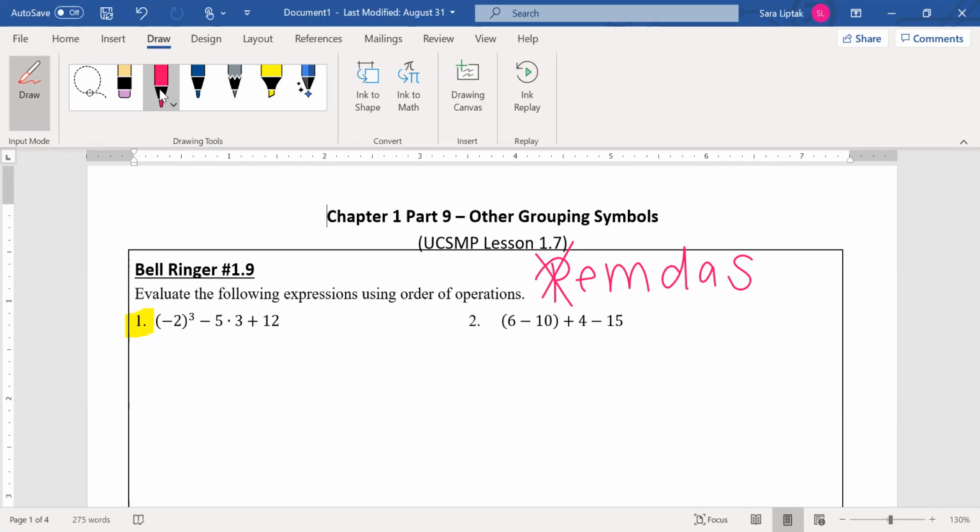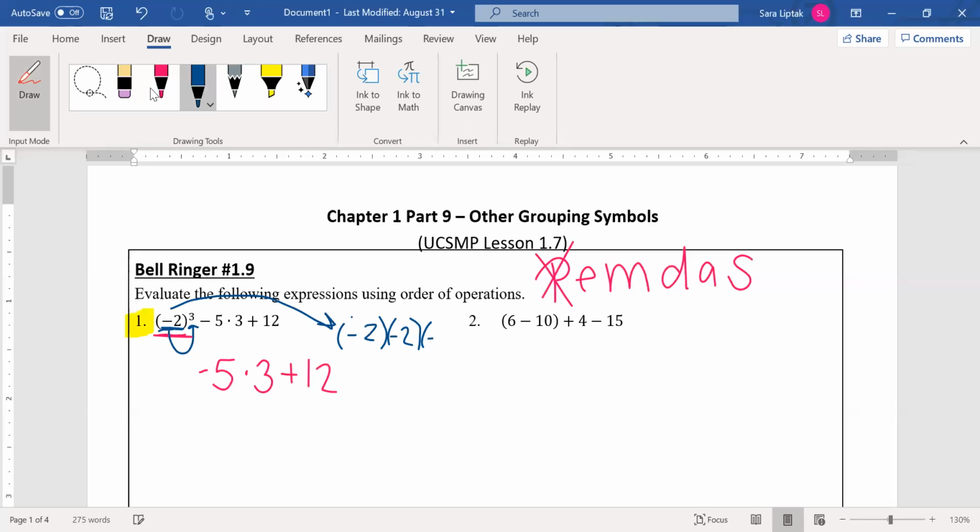But I do see exponents. So I'm going to underline what I'm doing and write everything else down below on the next line. So I bring down my -5, my multiplying by 3, and my adding 12. Now I'm going to do a little side problem to figure out exactly what -2 cubed is. So remember, the exponent tells us how many bases we multiply by. So in this case, my base is -2 because it's in parentheses, and I'm multiplying it by itself 3 times. So I have 1 base, 2 bases, 3 bases.